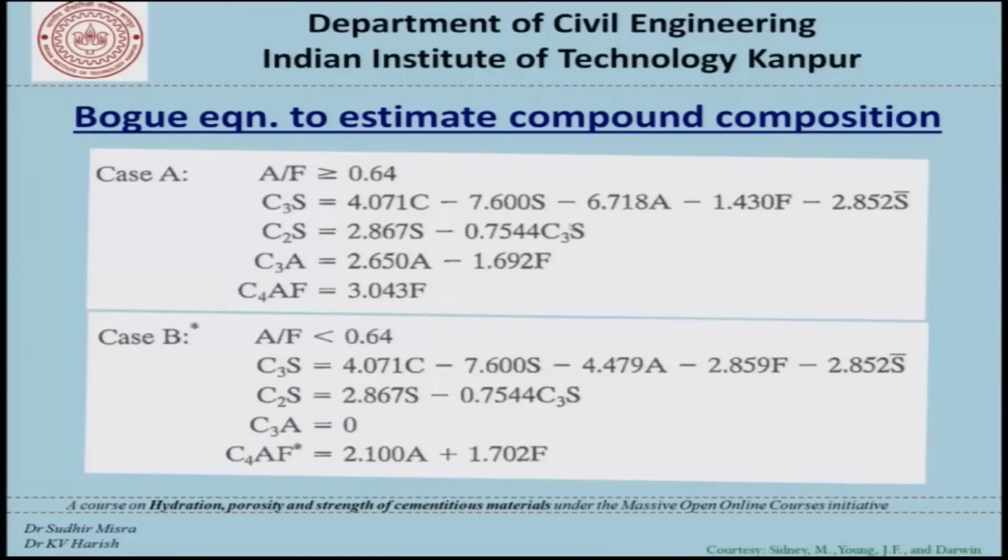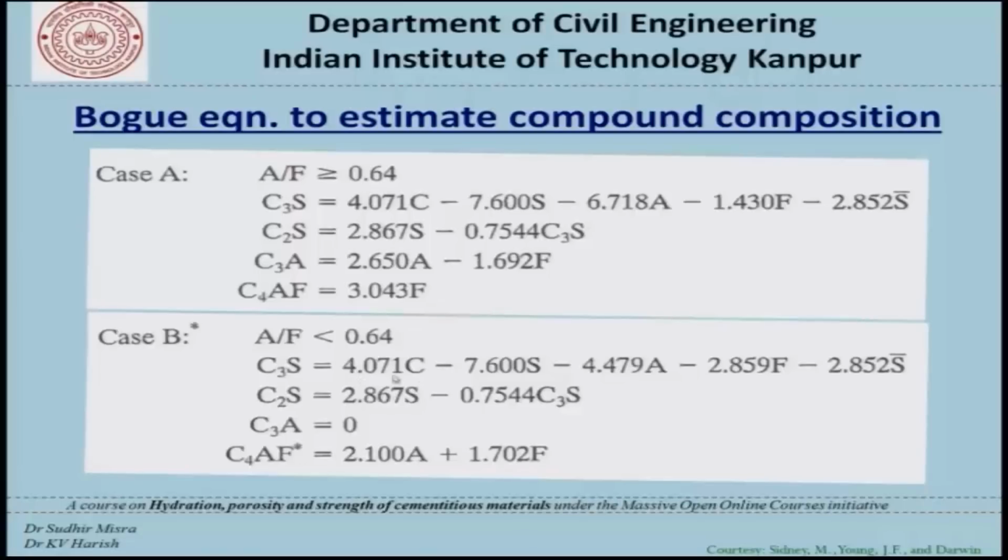Remember, in all these formulas the short notations are used or abridged. So, C refers to calcium oxide, S refers to silicon dioxide, A refers to aluminum oxide, and so on for each compounds. For case B, where the aluminate to ferrite ratio is lower than 0.64, these set of formulas are used, and again C, S and A refers respective oxides that are mentioned previously, they are shorthand notations.